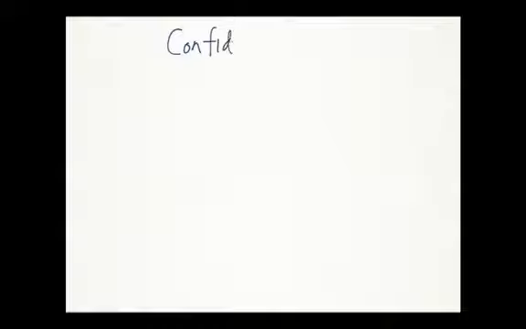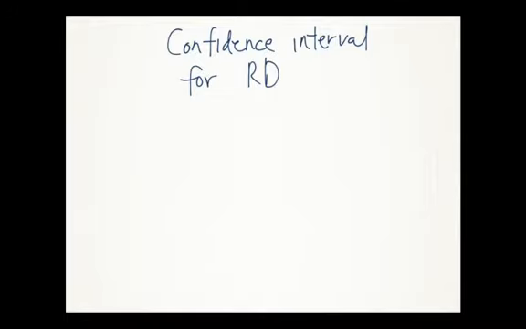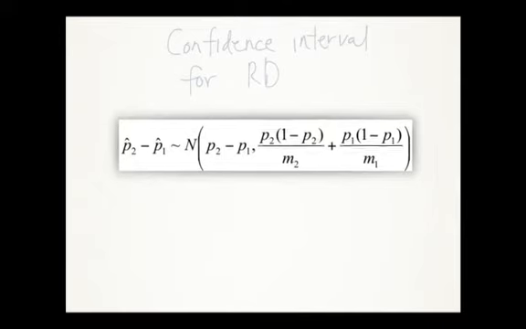Now that we have a point estimate, we just subtracted them. The next thing we need is a confidence interval for the risk difference. So there are several different types of confidence intervals available for the risk difference. That's what statisticians spend their time trying to figure out, how to calculate these things. But luckily we can just take that as given.